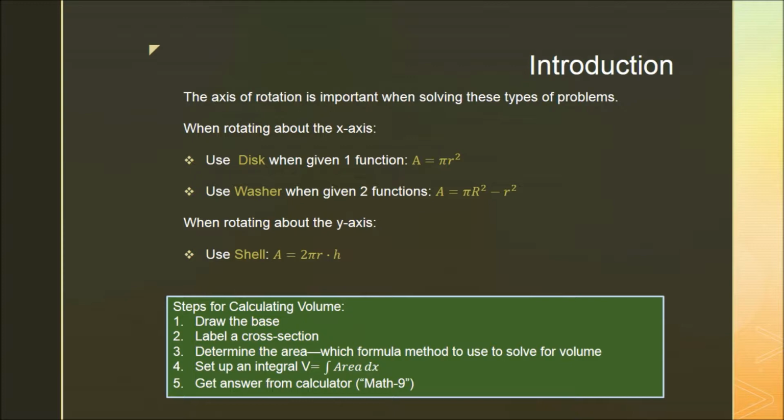The cross-section may or may not be a solid geometric shape, but if it isn't and it's rotating around a particular axis, you can use the disk, washer, or shell methods. Use the disk method when you are given one function and washer when given two, bounded from x equal a to x equal b. These methods are useful for when the function is rotated along the x/horizontal axis. The shell method is useful for when your function is rotating around the y/vertical axis.